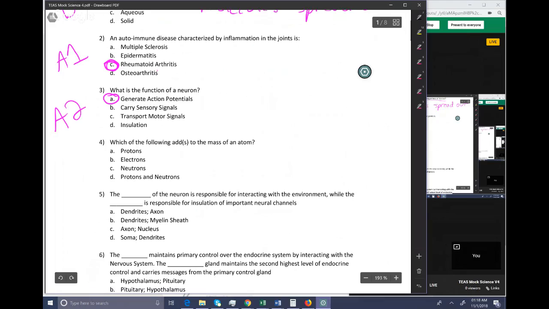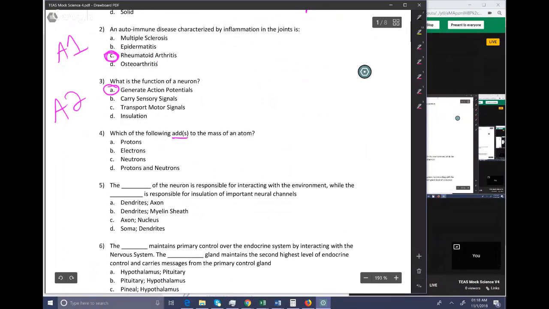Which of the following adds to the mass of an atom? This is from Biology 2, where we talk about the parts of an atom. So adds to the mass of an atom is going to be D, because both protons and neutrons have an influence on mass. You got that one right if you read all the answer choices. If you didn't, then you might have picked something before you actually got to this option that's more inclusive.